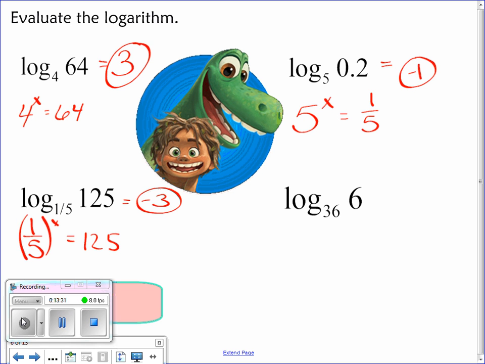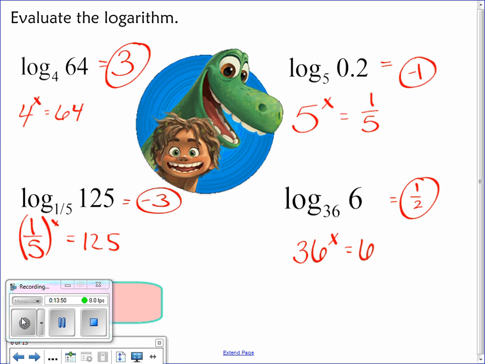And then this one is saying 36 to what power equals 6? That is 1/2. Because to the 1/2 power would be taking the square root of it.